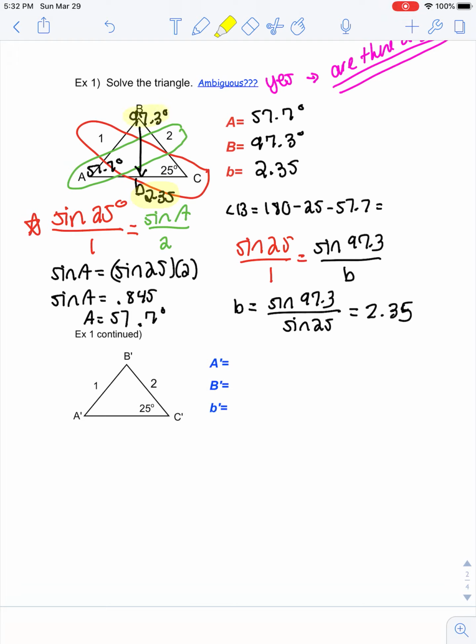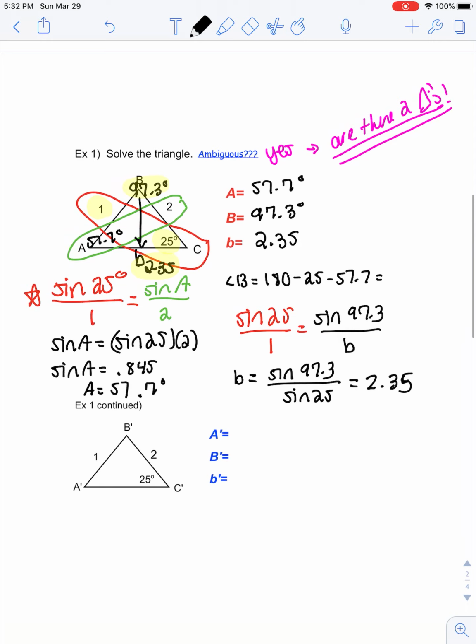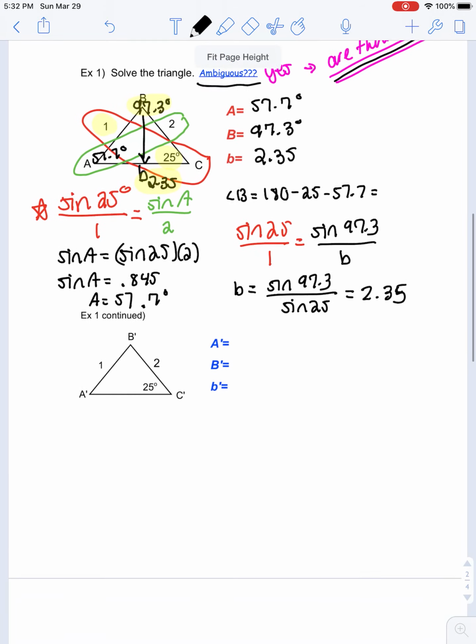Make sure that the largest side is across from the largest angle. Make sure that the smallest side is across from the smallest angle. It's a quick way to confirm that your work makes sense. But now back up to the original question. Since this was ambiguous, we have to check, is there a second triangle that could be formed?